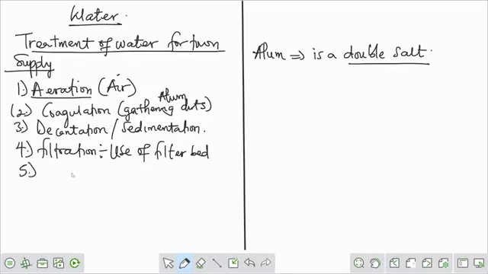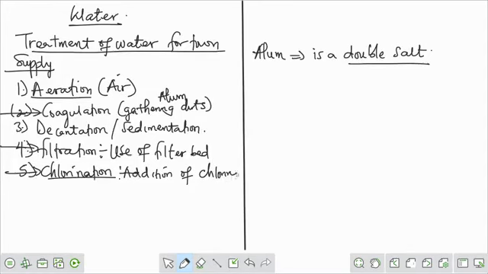Another method is chlorination. This is one of the most important aspects. This and coagulation, they normally ask questions on. I'm not saying you should not take note of the rest, filtration also. Chlorination is just the addition of chlorine. Most of the time, they will ask you what is the essence of chlorine in the treatment of water for tank supply.